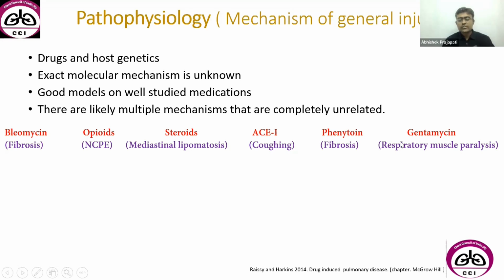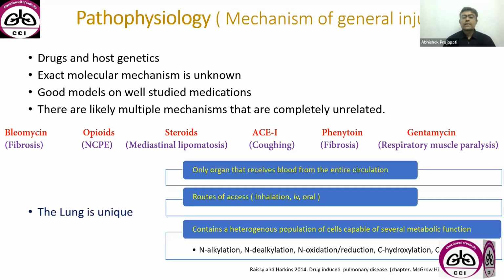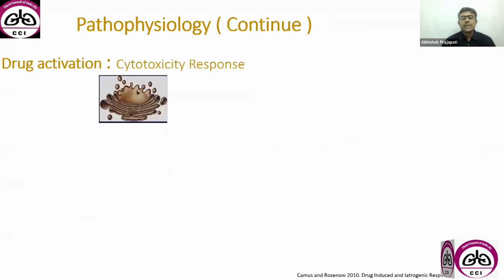That is because the lung is very unique. We all know it is the only organ that receives blood from the entire circulation, as well as from the bronchial circulation. It has different routes of access: the drug can reach the lungs via the inhalation route, IV route, or oral route. It contains a heterogeneous population of cells capable of several metabolic functions like N-alkylation and dealkylation, and also contains the CYP 450 system, as in the liver.